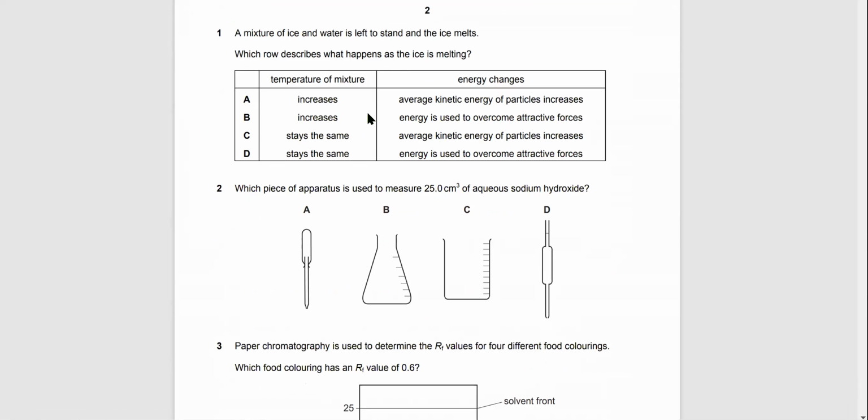The first question: a mixture of ice and water is left and the ice melts. Which one describes what happens as the ice is melting? When the ice is melting, what happens to the temperature? What happens to the temperature during melting? Anyone?